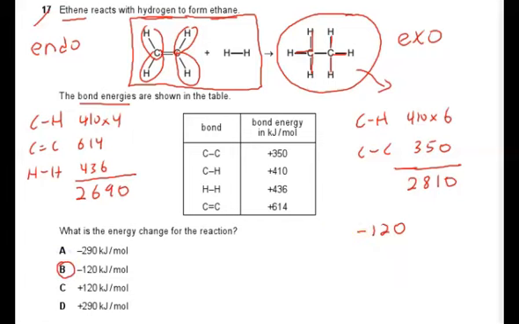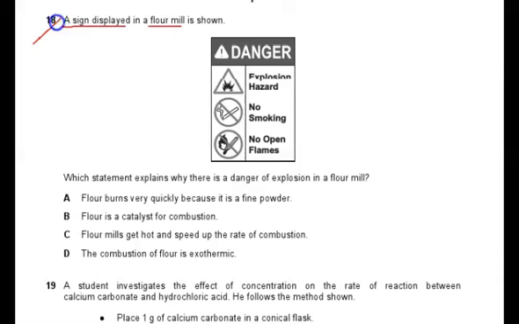Okay, now we go to number 18. For 18, a sign displayed in a flour mill is shown. We have explosion hazard, no smoking, and no open flames. Which statement explains why there is a danger of explosion in a flour mill?